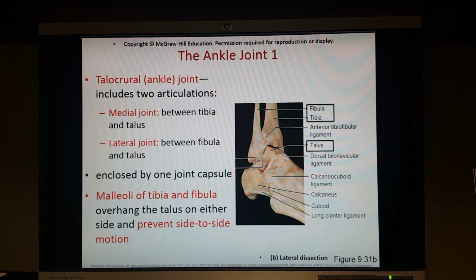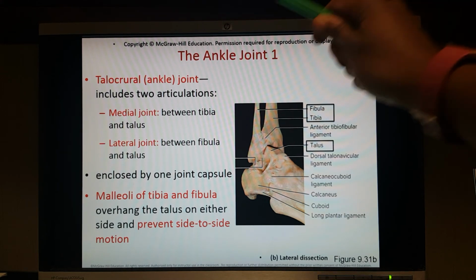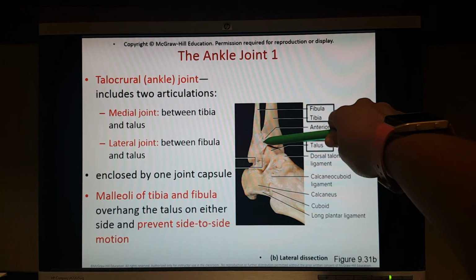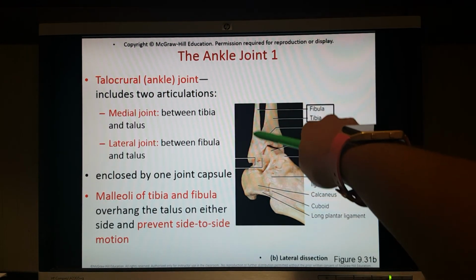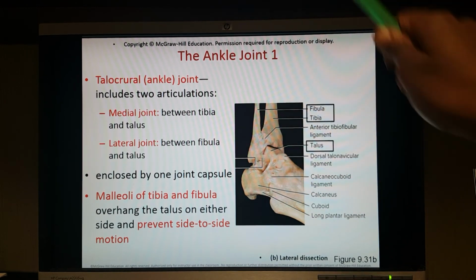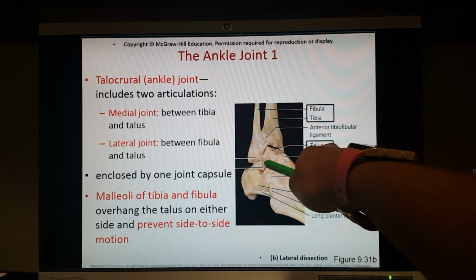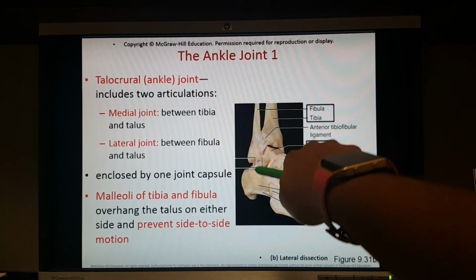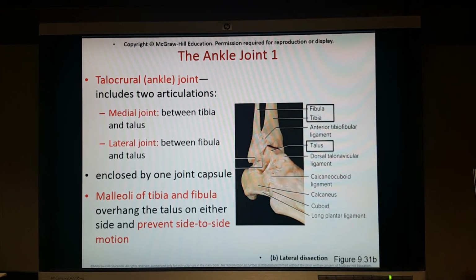The medial joint, so the one towards the midline of the body between the tibia and the talus bone. The one on the lateral, on the outside, is your fibula, so the little tiny bone that kind of works like a cane on the outside to stabilize the ankle. So the malleoli of both of them extend over the talus bone to create this joint.